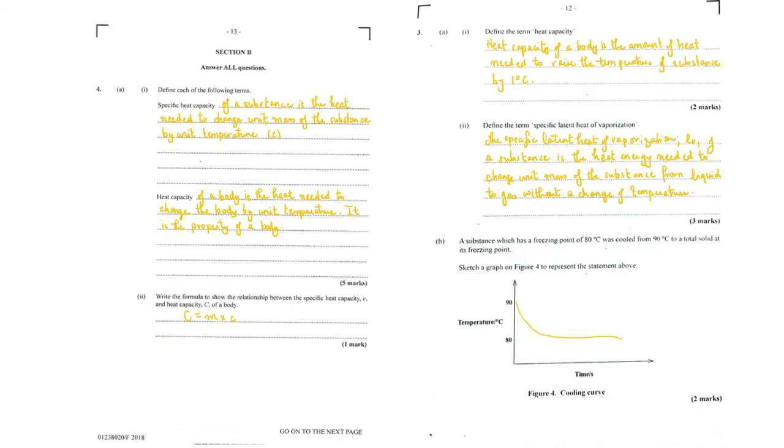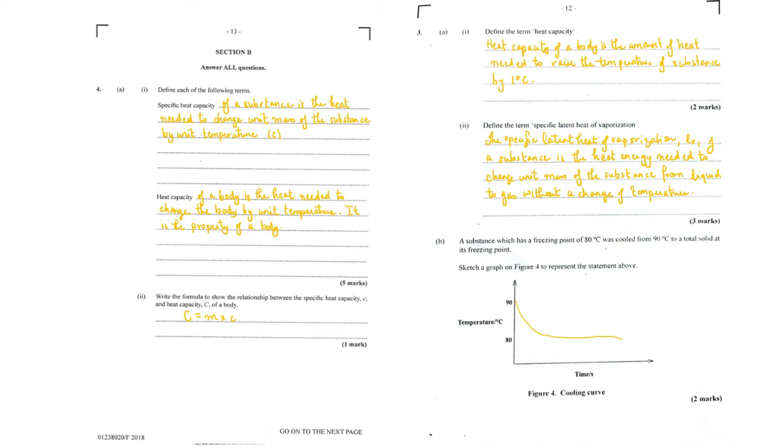Okay, so let's do another question. This is a 2018 paper. It says, define each of the following terms. Specific heat capacity. So specific heat capacity of a substance is the heat needed to change unit mass of the substance by unit temperature. You could say it's the heat needed to heat up 1 kilogram of the substance by 1 degree Celsius. Yeah, so you might see that.